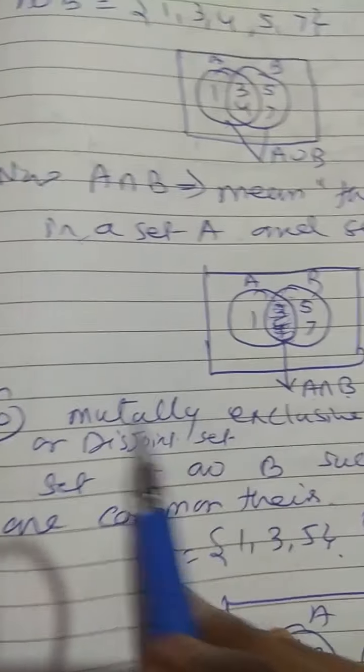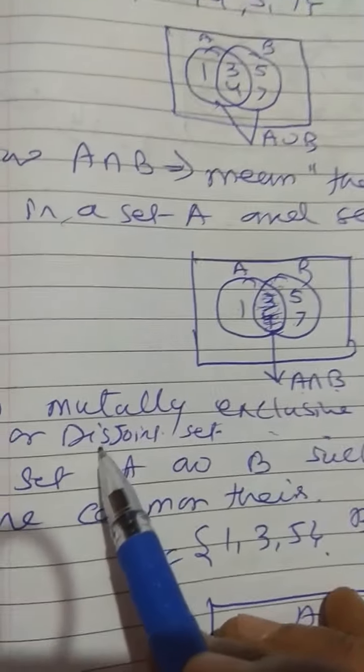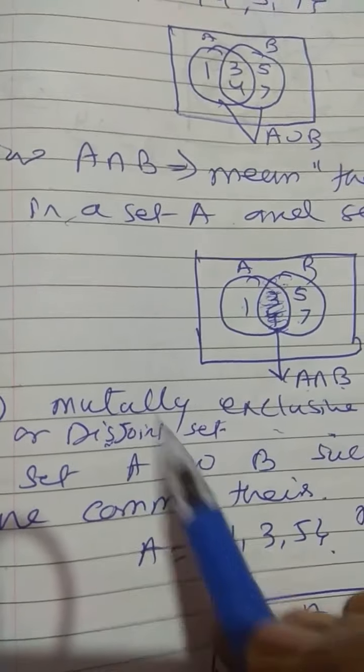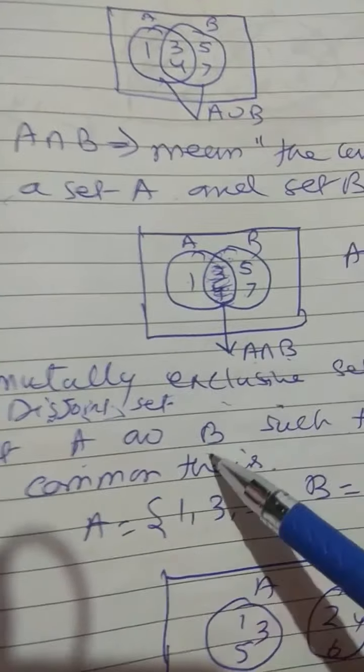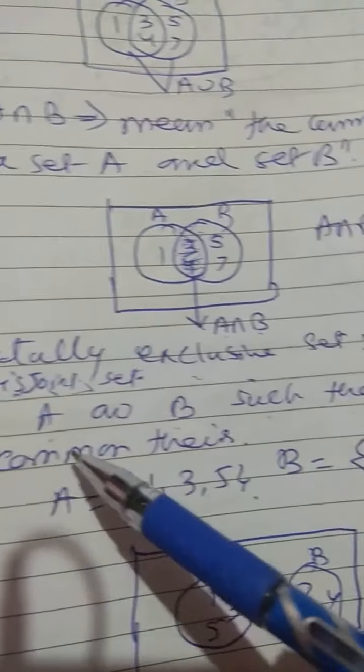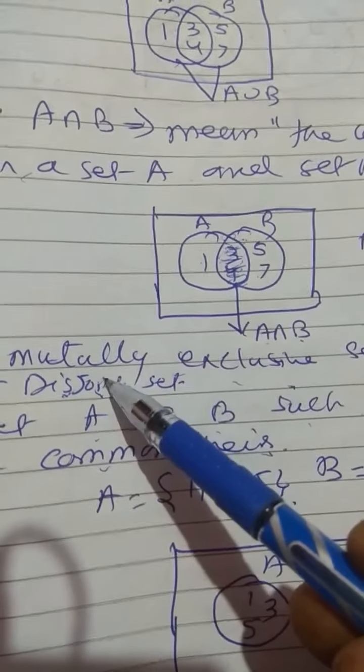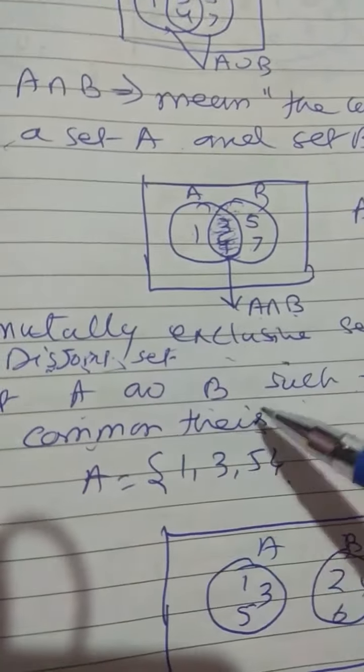Now, next is mutually exclusive set, either it is called the disjoint set. The meaning of mutually exclusive or a disjoint set, both are the same. If A and B are two sets such that no elements are common, it's called a disjoint set. I repeat again, no elements are common there.